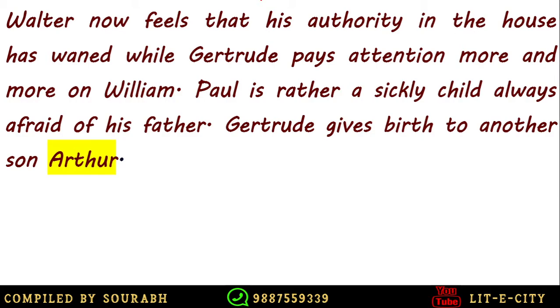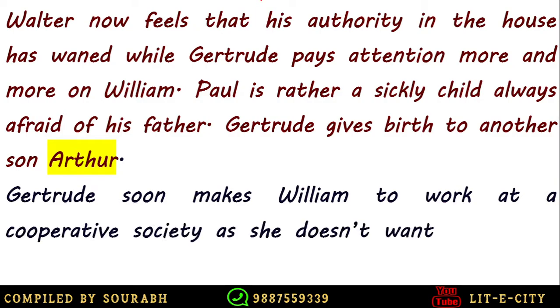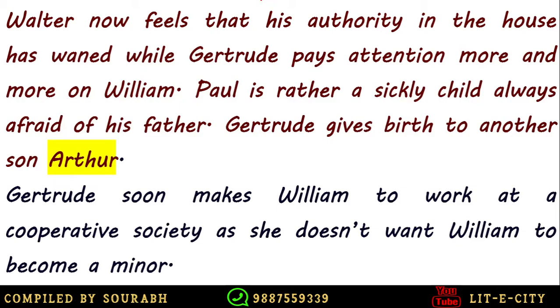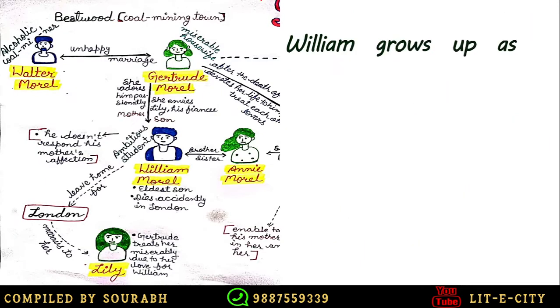Paul, when he is growing up, is rather a sickly child, always afraid of his father. Gertrude then gives birth to another child, another son, Arthur. When William is almost coming of age, she insists he work at a cooperative society as an assistant, because though Walter objects, she doesn't want William to become a miner.